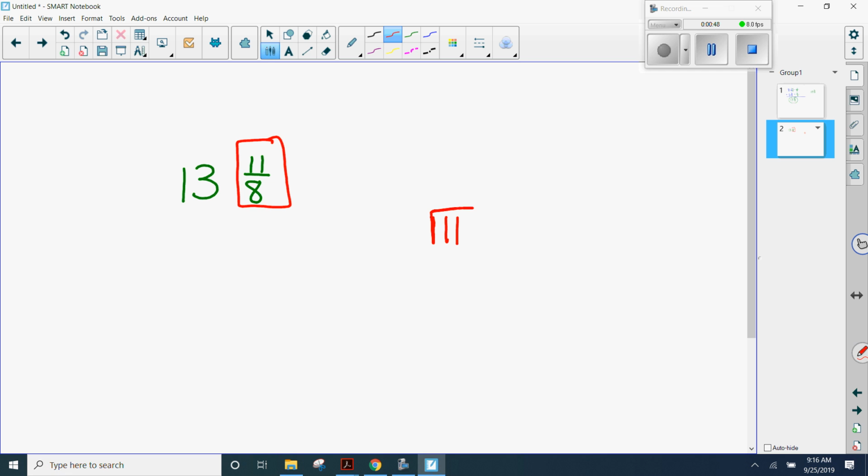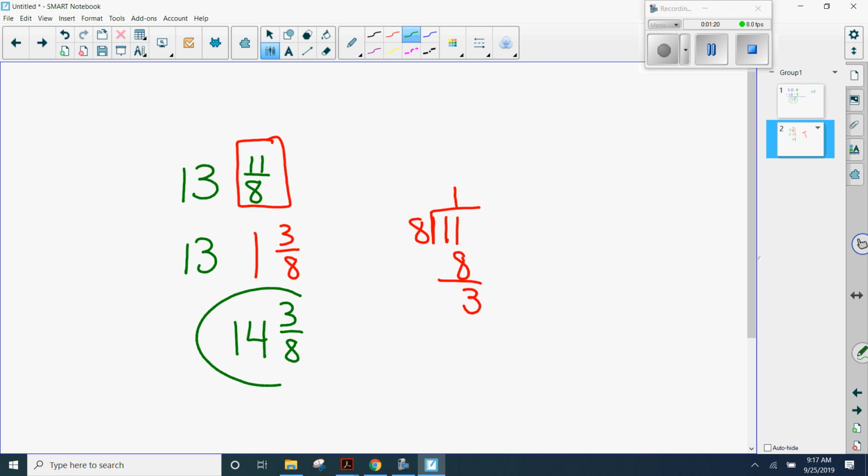11 divided by 8. 8 goes into 11 once, which is 8, which leaves you with 3. So 11/8 is the same thing as 1 whole and 3 out of 8 parts of a whole. But I also have this 13 here. So what's your answer then? 14 and 3/8. Very good. 14 and 3/8. Okay.